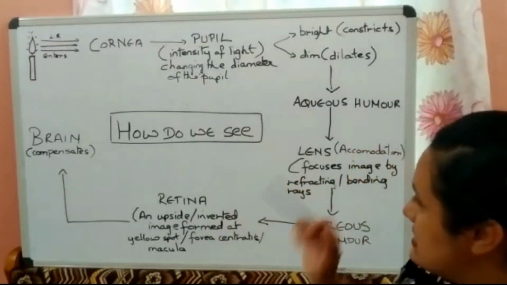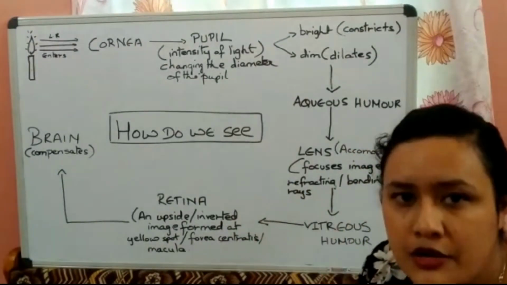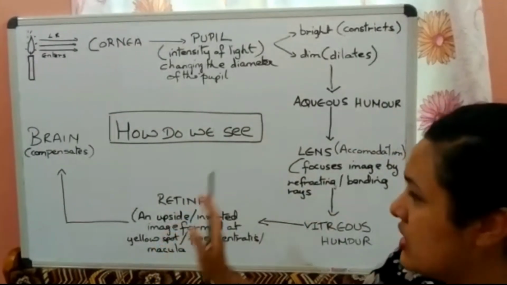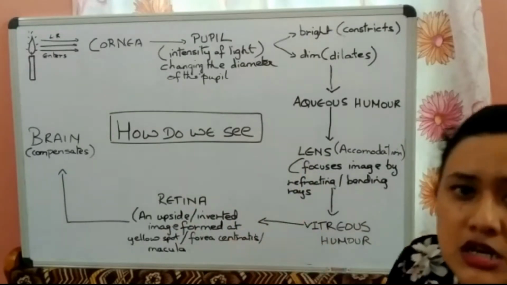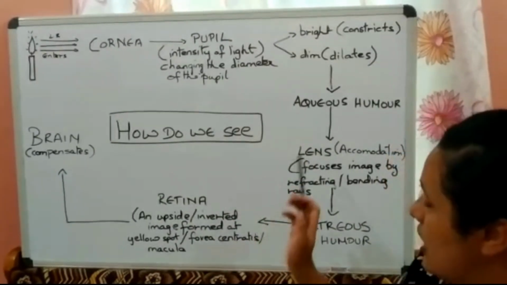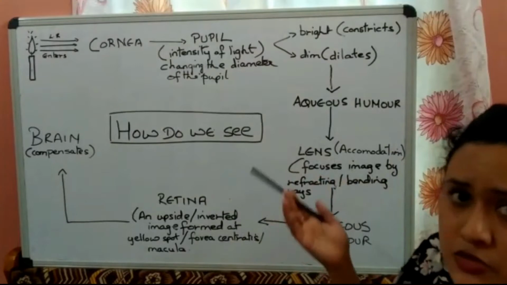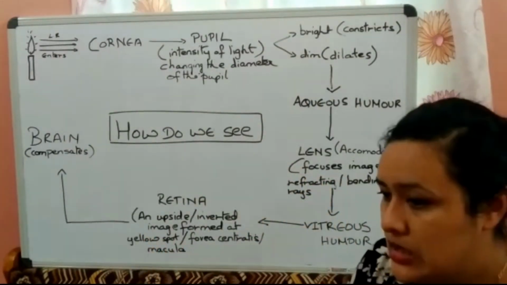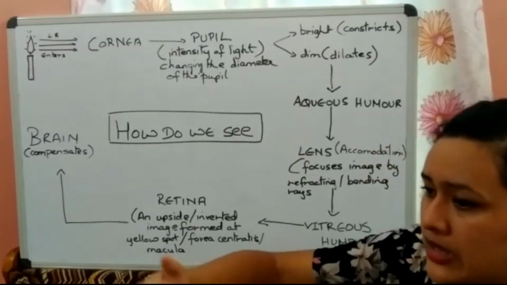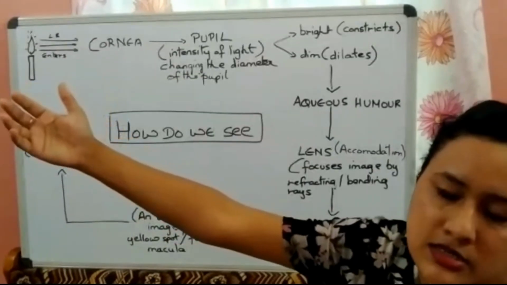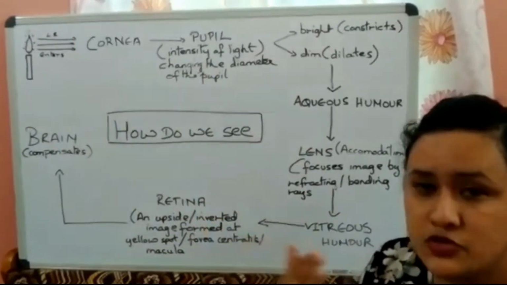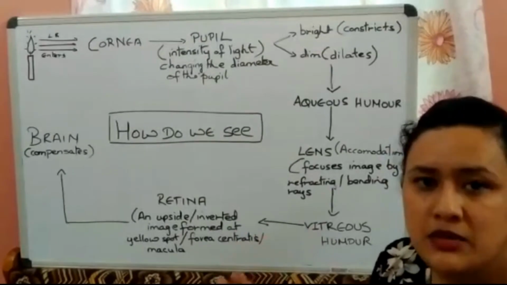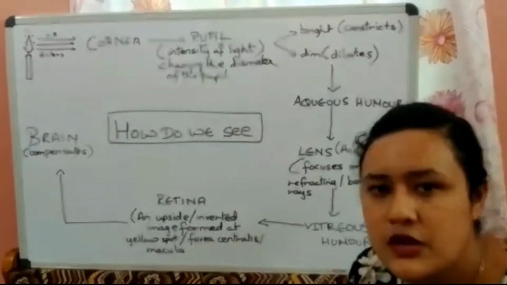Yes or no? So this lens further refracts those rays of light, focusing that image on the retina. Is it clear? It also helps in the accommodation of the eye. It depends on where the image is. Is it at a normal distance, or at a quite longer distance, or at a shorter distance? So it helps to accommodate that and to form an image, focusing that image on the retina.